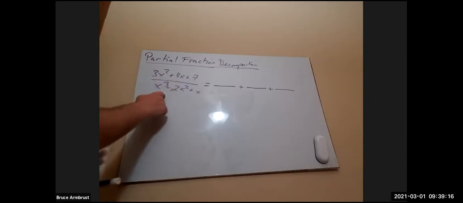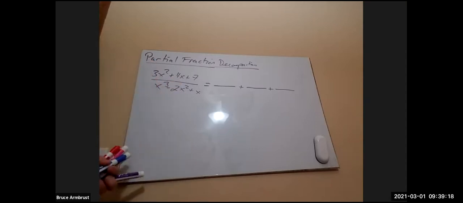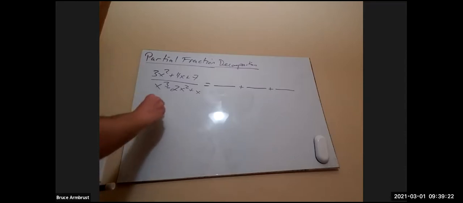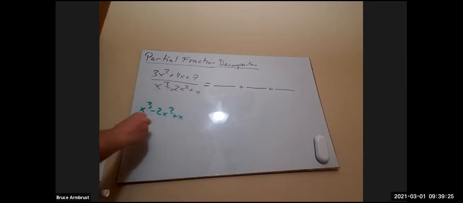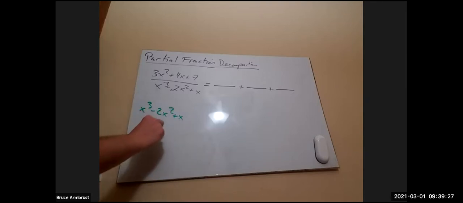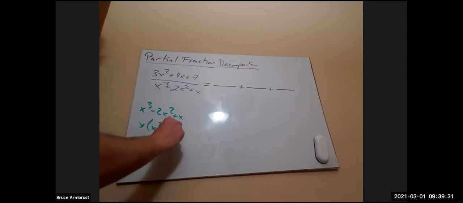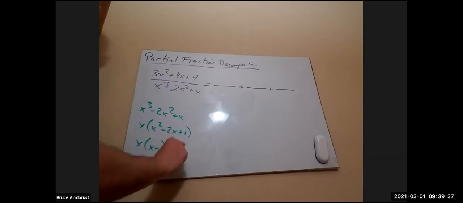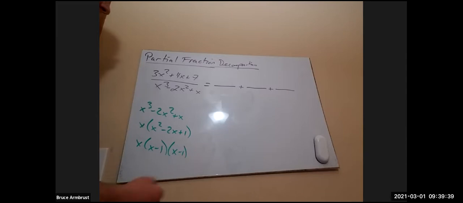You start with the denominator and you factor it. So if we take x cubed minus 2x squared plus x, you can factor out an x, which would give us x squared minus 2x plus 1, which then factors to x times (x minus 1) times (x minus 1). And I'm going to look at this as x times (x minus 1) squared.